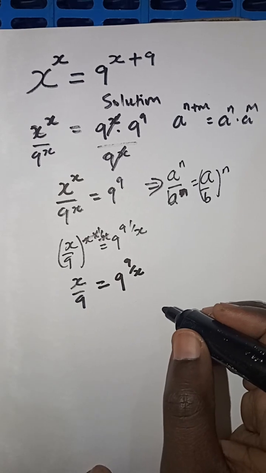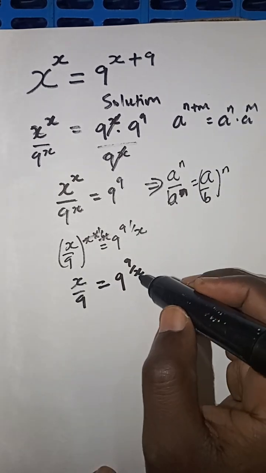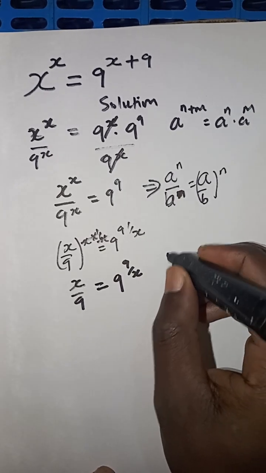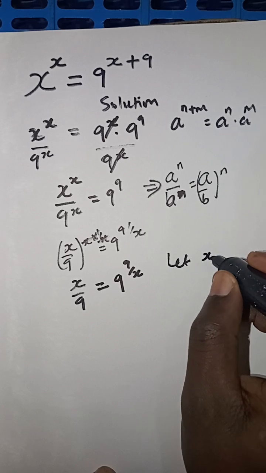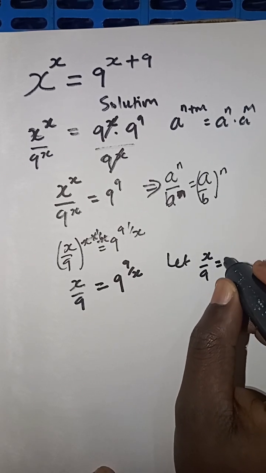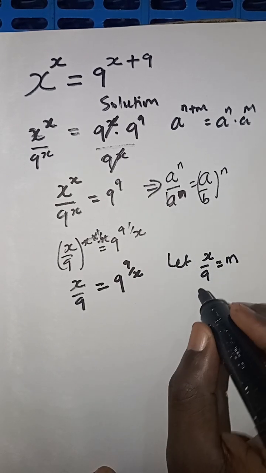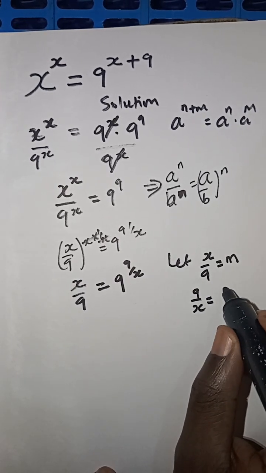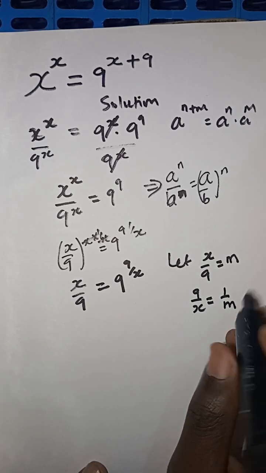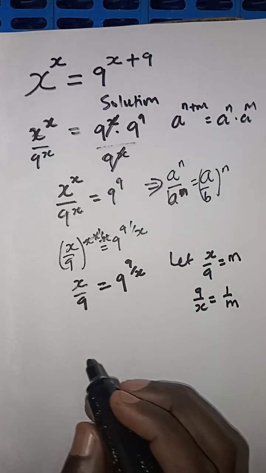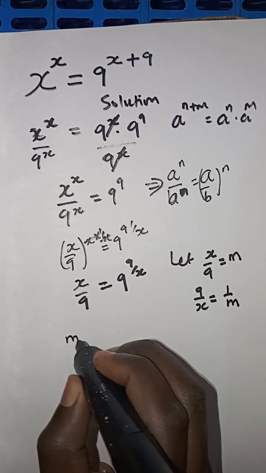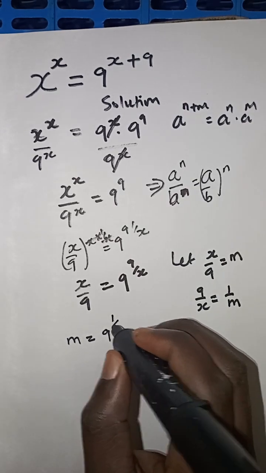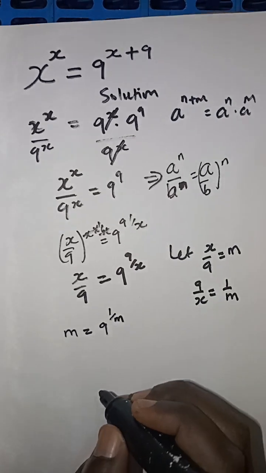So it is clearly easy to see that x over 9, 9 over x, this is the reciprocal of this. So I'm going to let x over 9 be equal to m, so that 9 over x will now be equal to 1 over m. Replacing that here, I'm going to end up with m is equal to 9 raised to power 1 over m, like that.